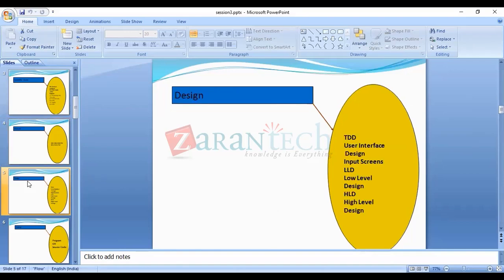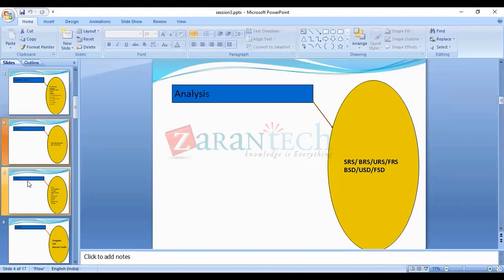Third one, design. If you want to construct the house, are you going to prepare some documentation or not? Yes. After that, do you require a civil engineer to design the plan? Yes, definitely. So designing is nothing but design here.